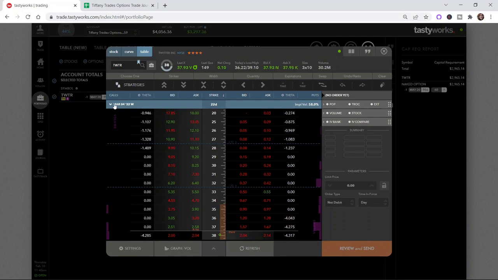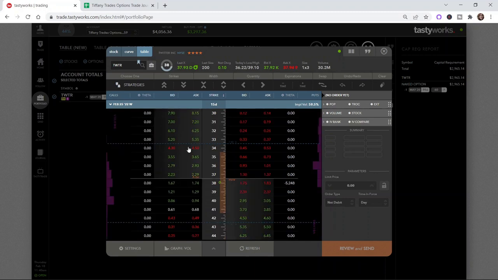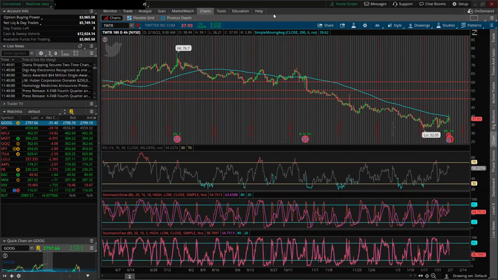So for Twitter, I'm going to look at something that is 15 days away. So that's about 2 weeks, factoring in the weekend time premium. And I'm going to also look at the charts. So this is the Twitter chart on a 180-day range. And you can see the progressive down move that it's had over the last several months.